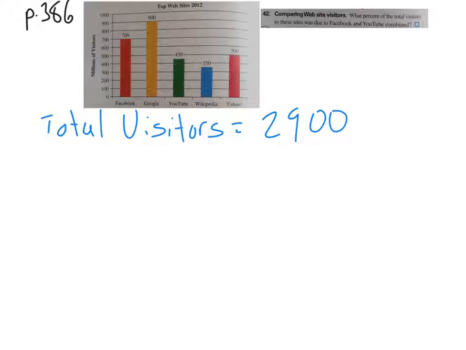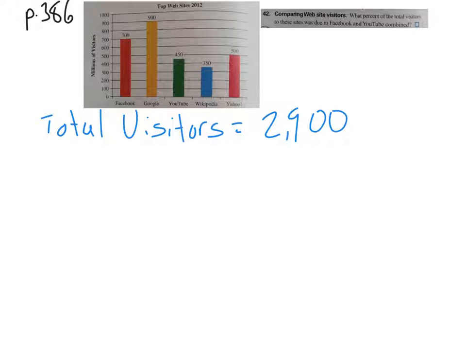So real quick, total visitors. Total visitors is what you get if you add 700 to 900 to 450, 350, and 500. And if I did my math right, you should get 2,900. This is in millions, by the way, so it's 2,900 million visitors total.